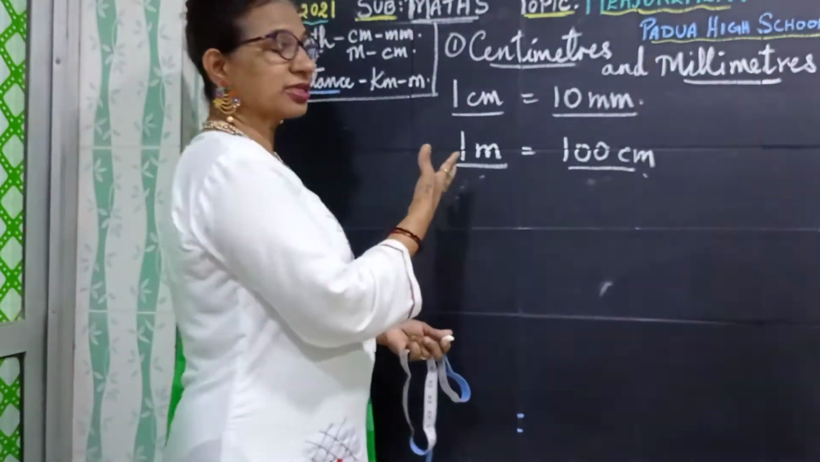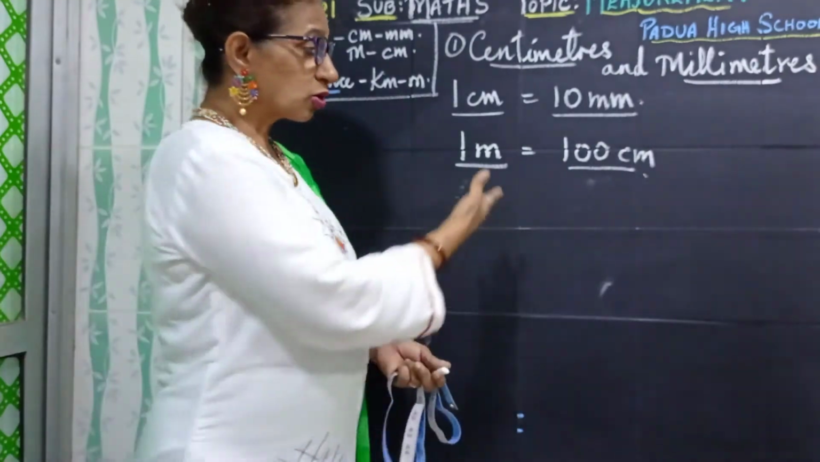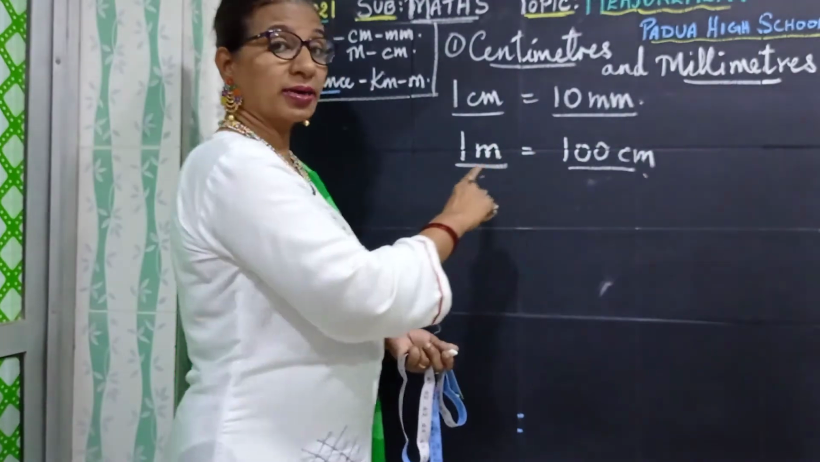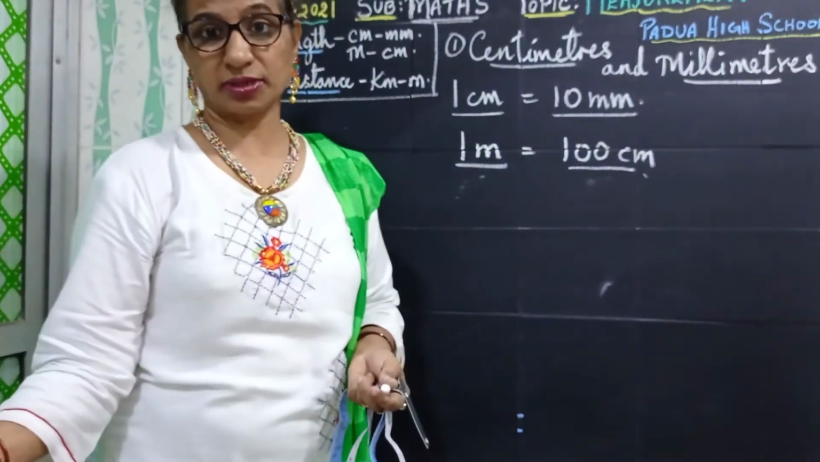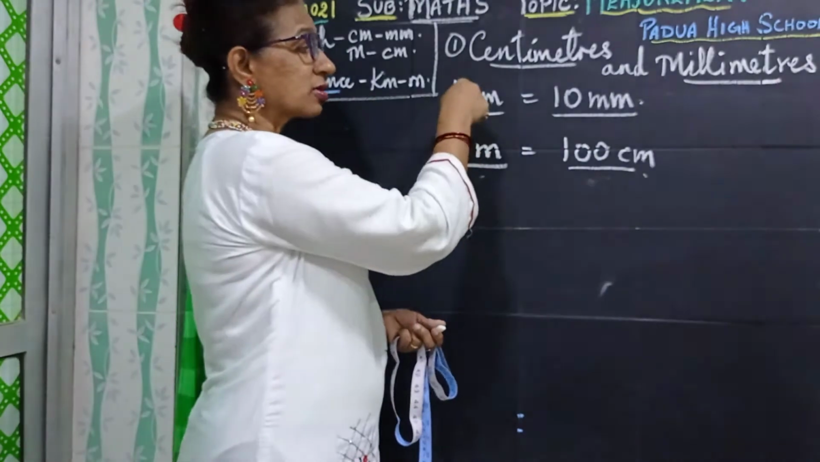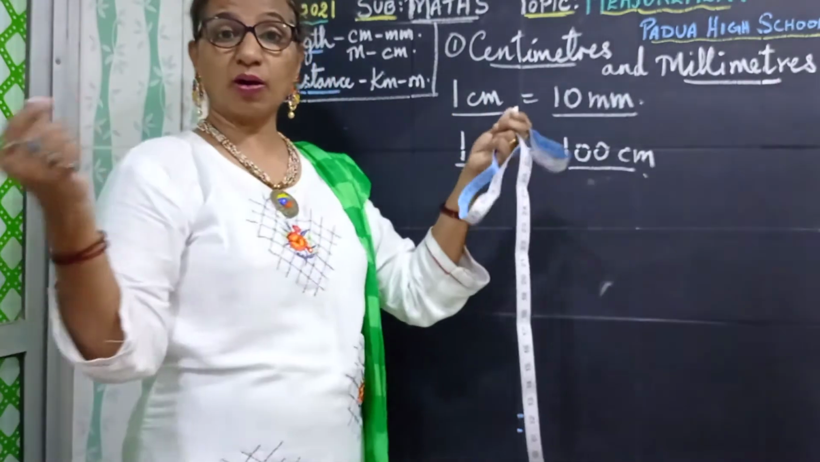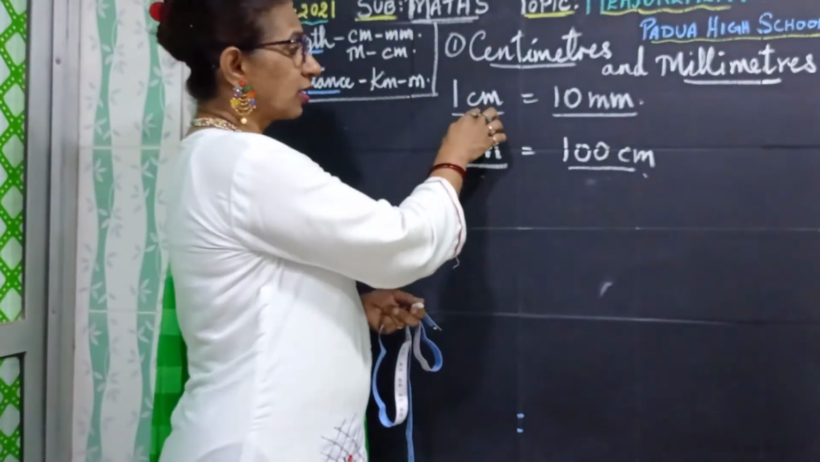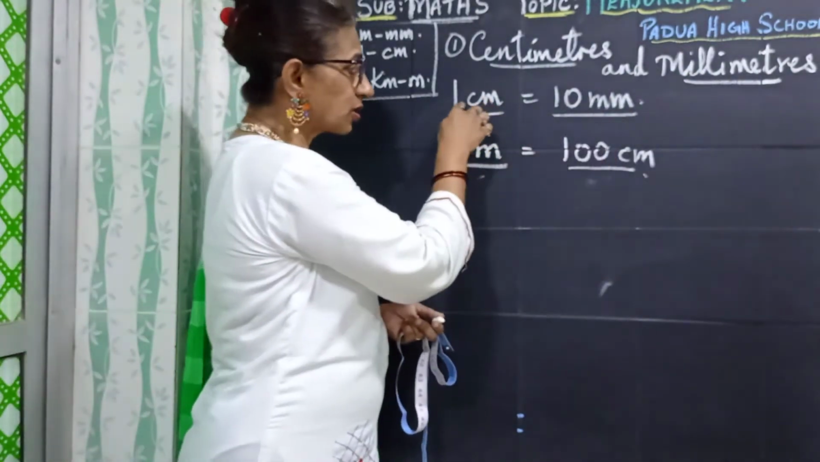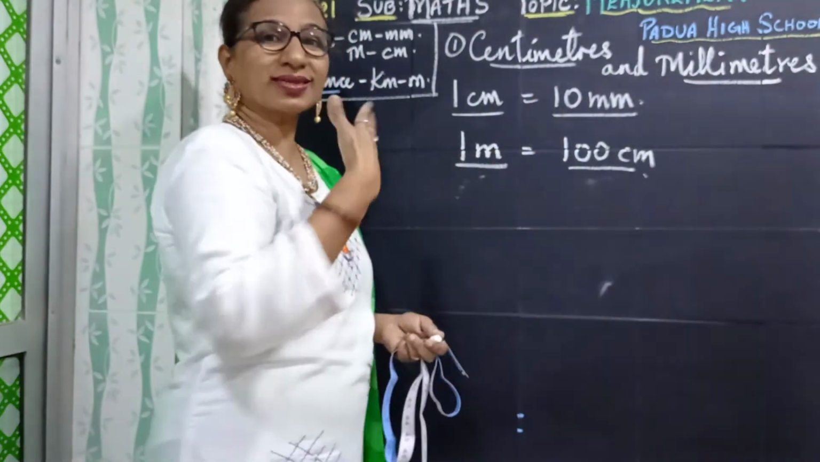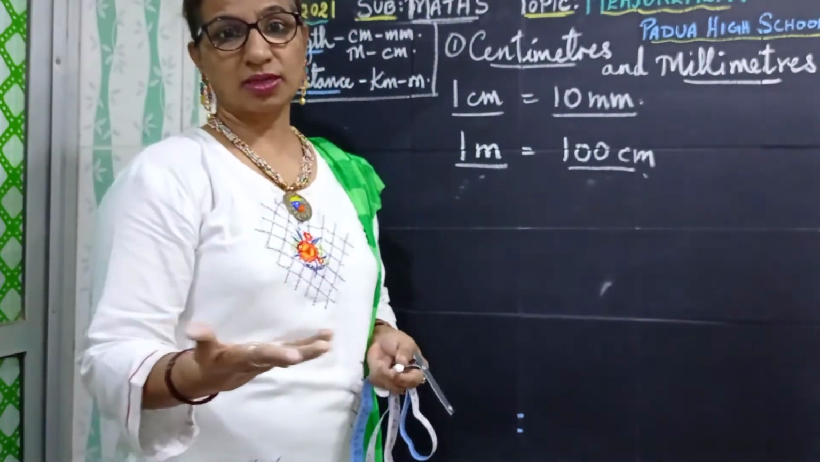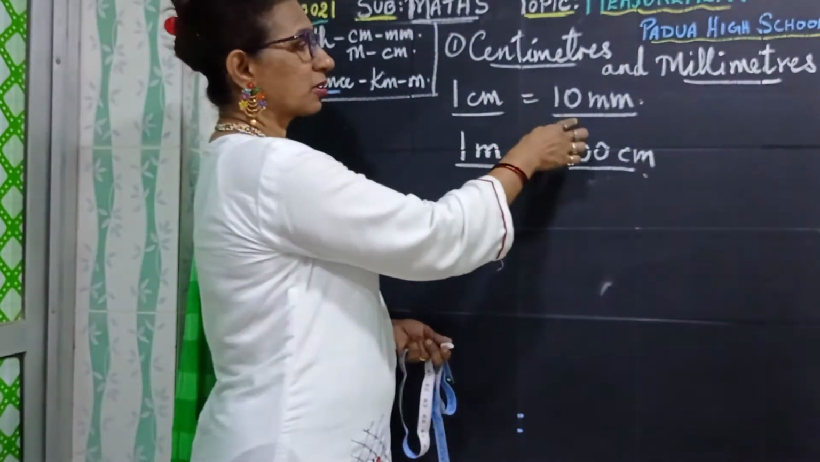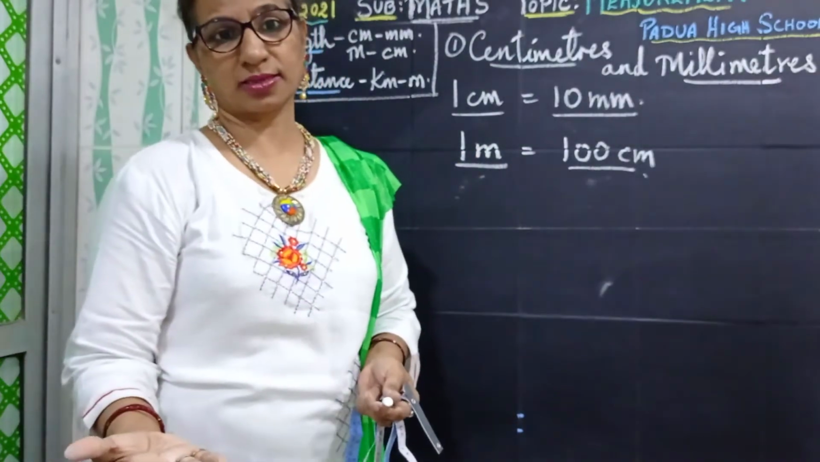Correct, children? So if I say I want 6 meters of cloth, how many centimeters? 6 multiplied by 100, so it will be 600 centimeters. Now in the same way if I say I want 6 centimeters of paper, how many millimeters will it be? 6 multiplied by 10, so 60 millimeters. If I take 8 centimeters of paper, it will be 8 multiplied by 10, so 80 millimeters. Have you followed?